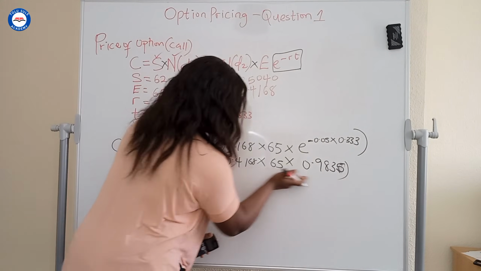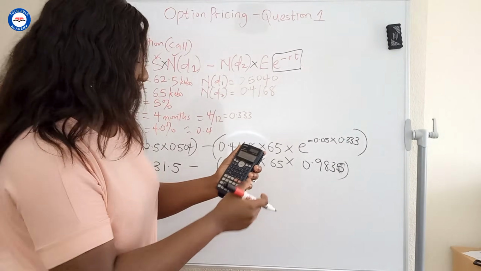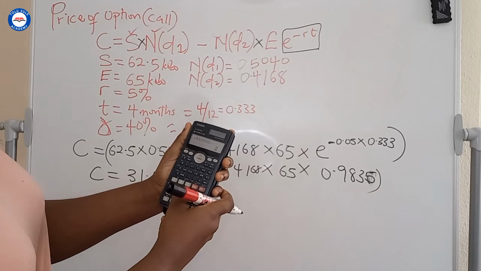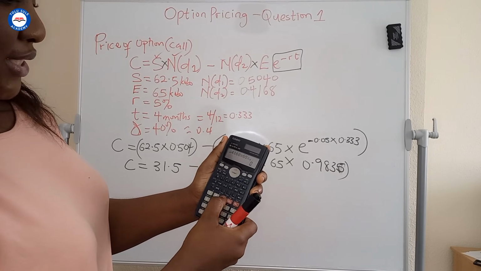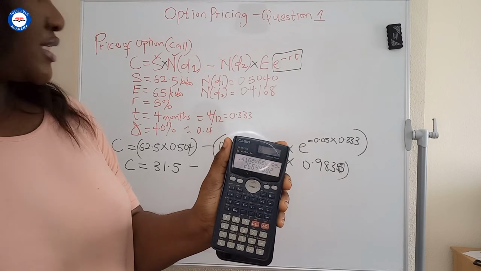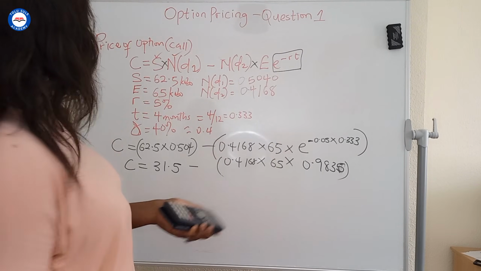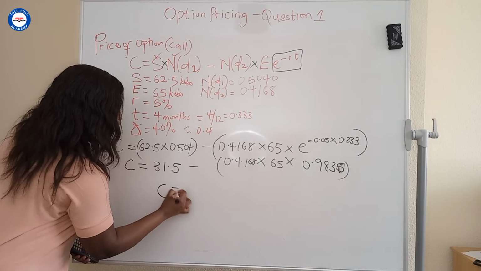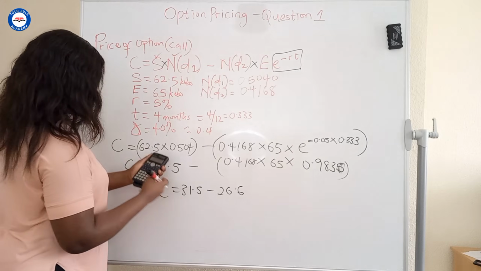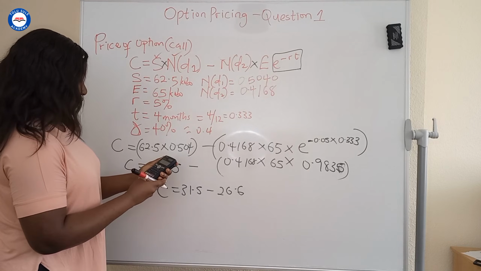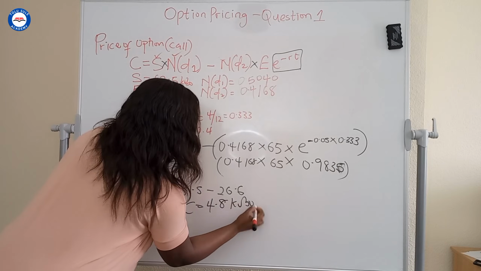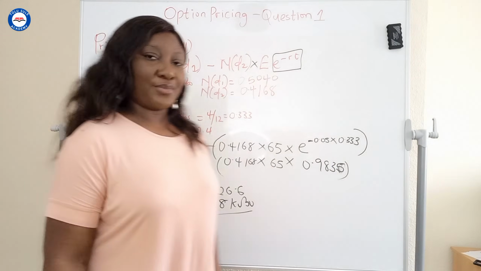So now that everything is on the same level, multiplication, just multiply straight, right? So we have 0.4168 multiplied by 65 multiplied by 0.9835, and that will give you 26.64. Let's call it 26.6. So C equals 31.5 minus 26.6. That's all. So 31.5 minus answer, and that will give us 4.8 kobo. So the value of this call option is 4.8 kobo.